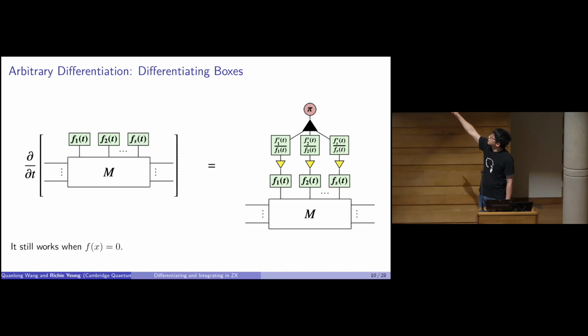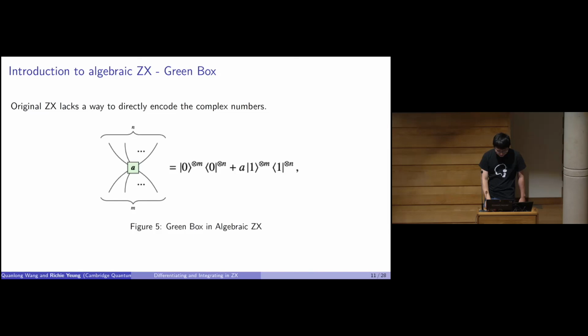And here we went slightly further and said the parameters don't just have to be linear multiples of a parameter, you can have any function that's differentiable. So you have f of t in a spider. And when you do this, you get a chain rule kind of like this. You see a fraction here, but we have a version that works when f is zero. I already talked about this.